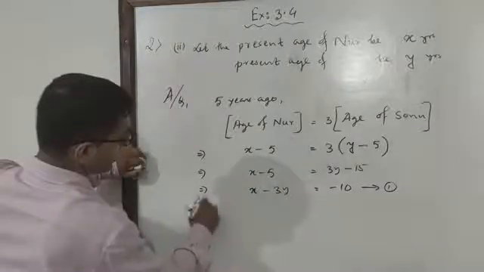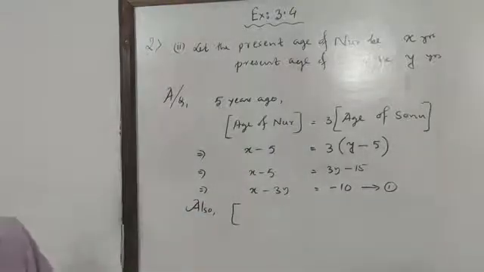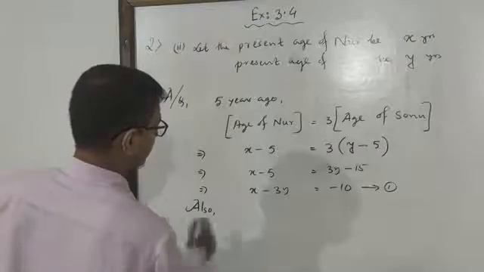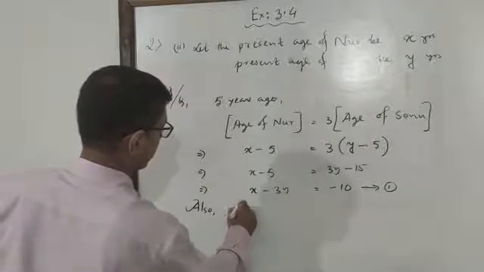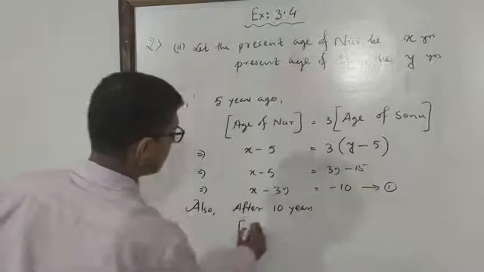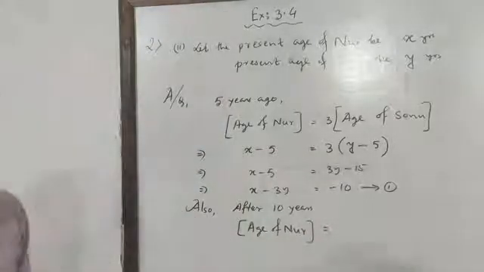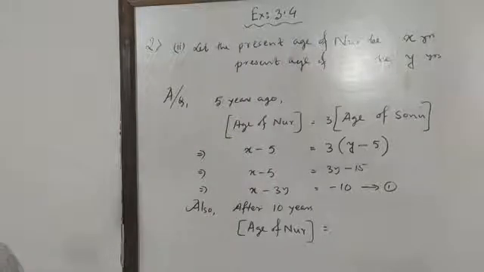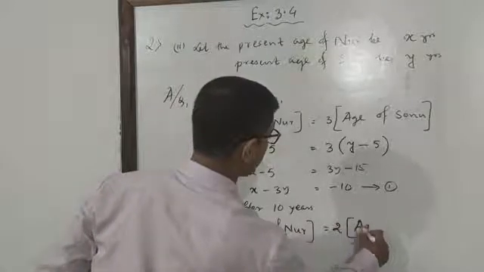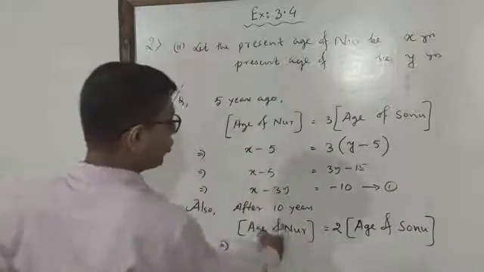Also the second condition is given. What is the condition? It says 10 years later, that means after 10 years, the age of Noor will be twice as old as Sonu. So 2 times the age of Sonu. The age of Noor after 10 years.